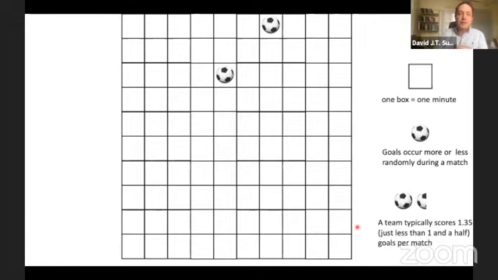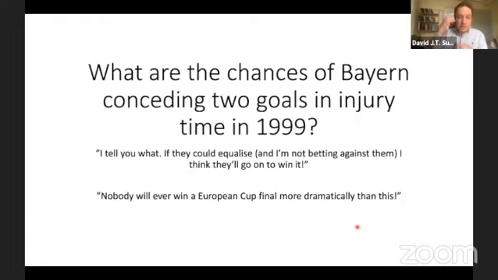I was asked, for a documentary, to look at what are the chances of Bayern conceding 2 goals in injury time in 1999 in this famous match against Manchester United. I rewatched this match and took a couple of statements from the commentators.